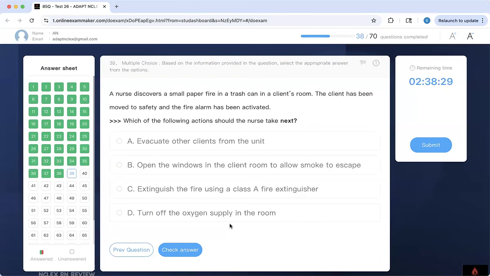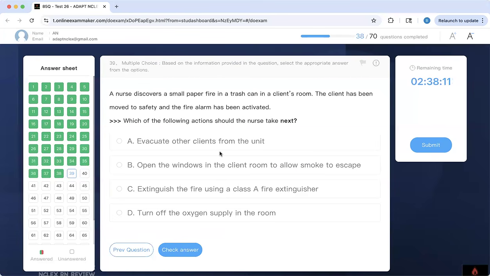You pick your answer. I'll break down the question for you after you pick your answer. I know you picked it, but this is what you do. What should you do next? Okay, there's a fire. It's a small paper fire. We already rescued the patient. Therefore, what should we do? Take care of the fire.